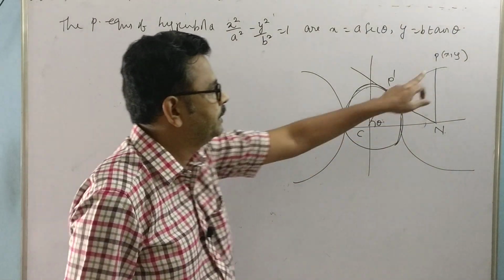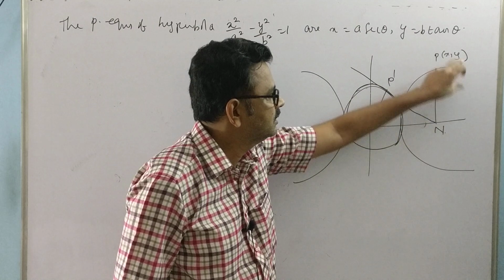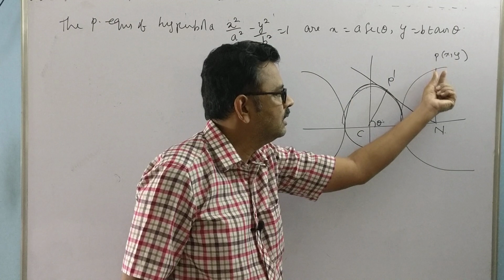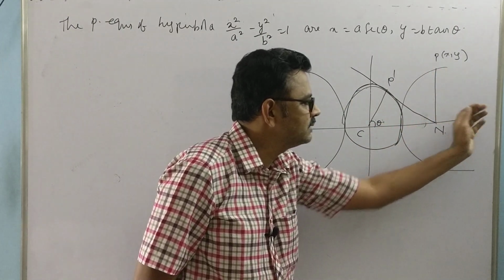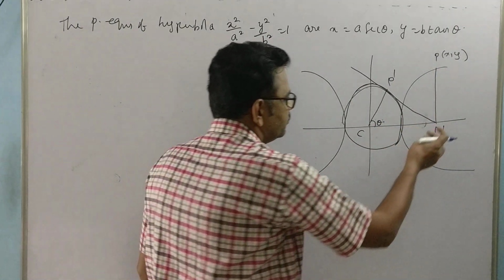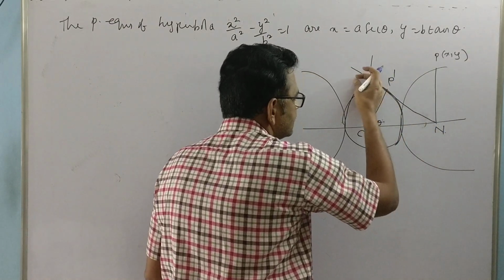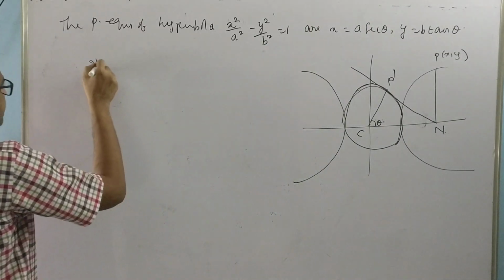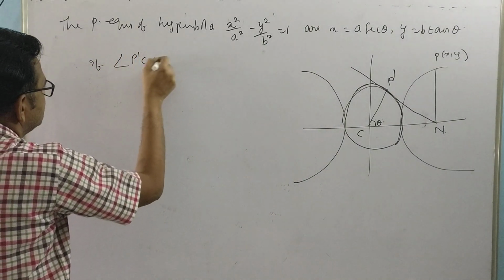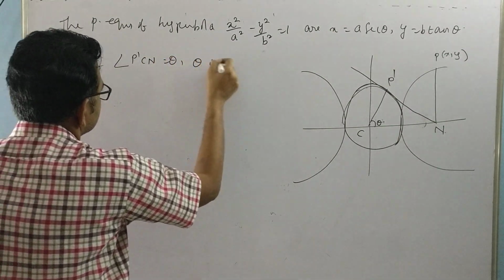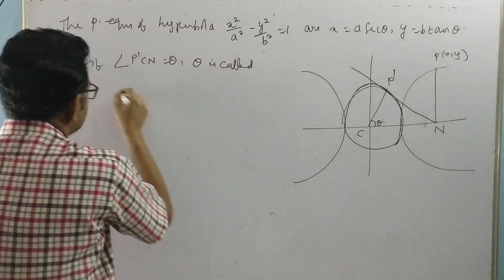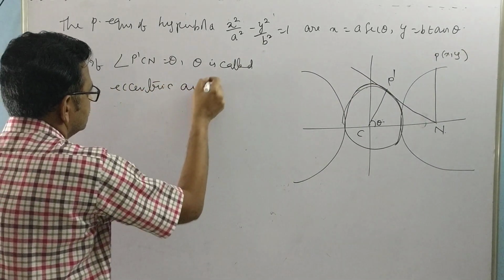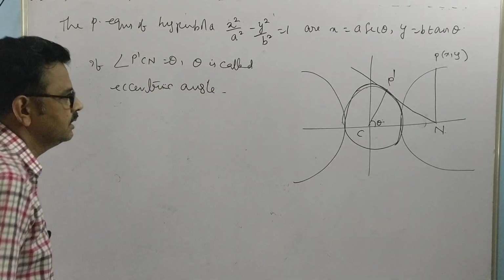Okay. Let P(x, y) be a point on the hyperbola. PN is the ordinate. That means draw PN perpendicular to the transverse axis. The tangent at the point N meets the auxiliary circle at P dash. If angle P dash CN is equal to theta, then theta is called the eccentric angle of the point P.